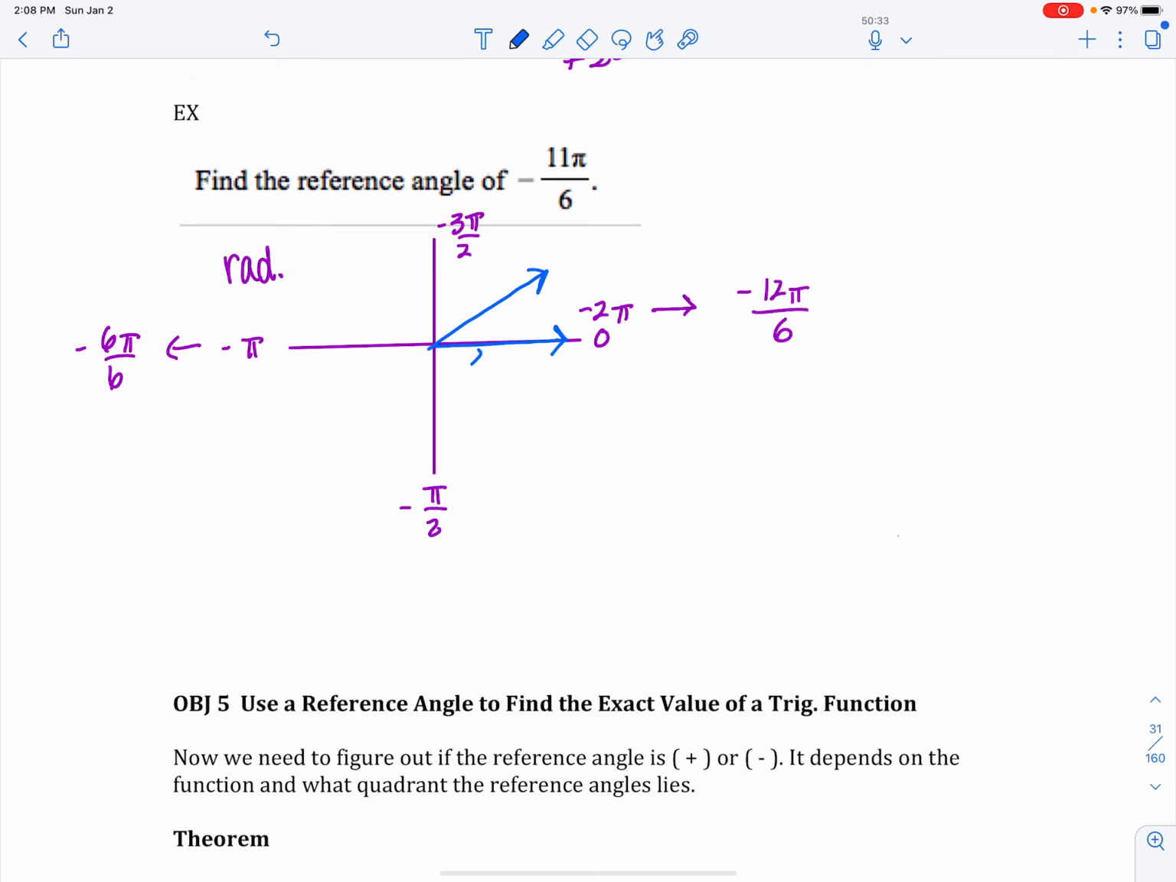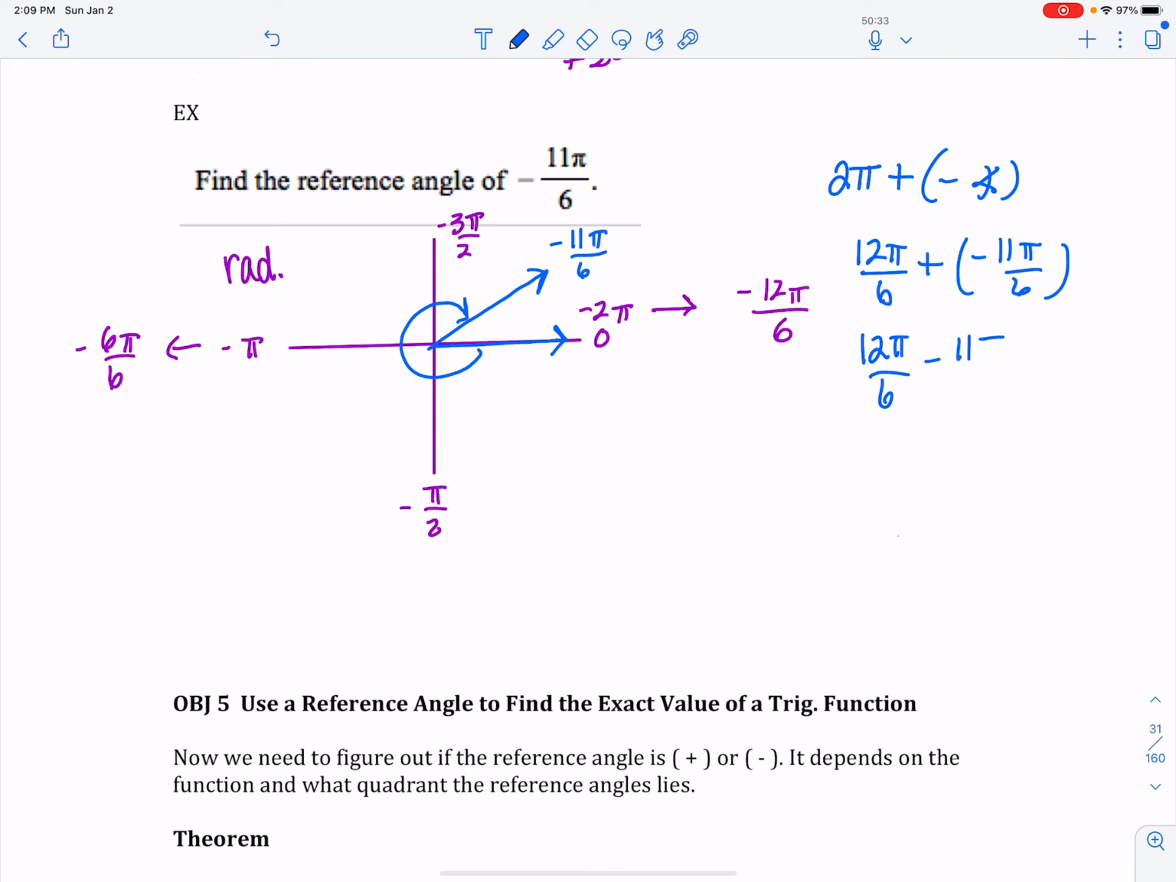Okay, so if I draw this angle out, remember I'm going clockwise and my angle looks like this. So what I want to do now, instead of taking 360, we're going to take 2 pi, and then we're going to add the negative angle to that. So 2 pi, remember, is going to be 12 pi over 6, right? And then we're going to add the negative angle, which is negative 11 pi over 6. So I basically have 12 pi over 6 minus 11 pi over 6, which is pi over 6. So that is my reference angle.